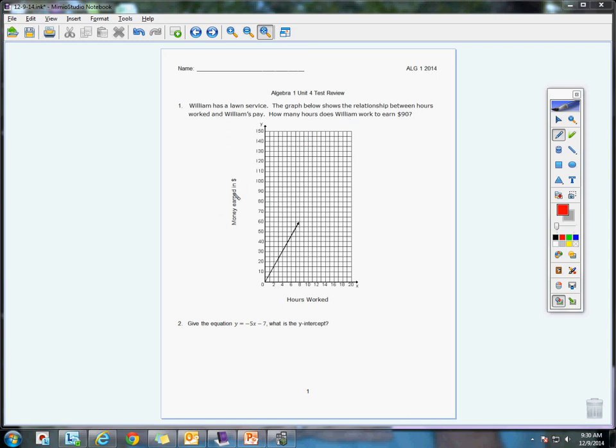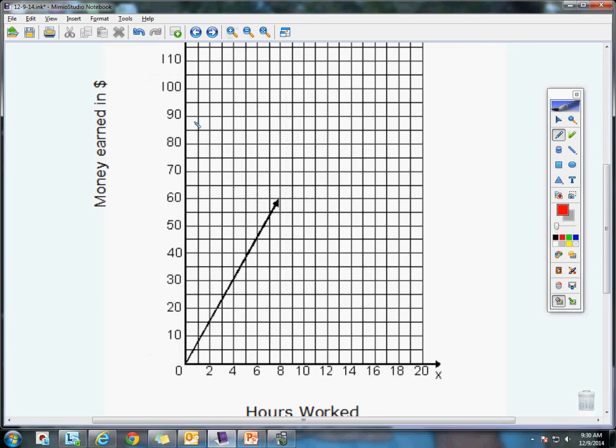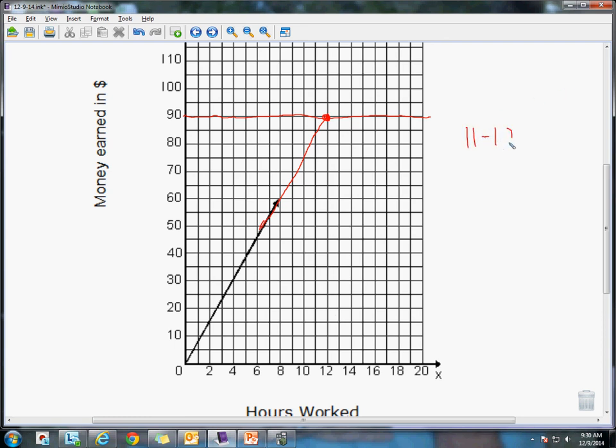So if you look on your y-axis, you have money earned in dollars, and we're going to look right here at our $90. So here's my $90. And if you notice, our line here does not extend all the way to 90, so you can fold your paper over and just continue your line. And you'll see that the line will meet somewhere around here, which if you go straight down is about 12 hours. So anywhere between 11 to 12 hours would be an acceptable answer.